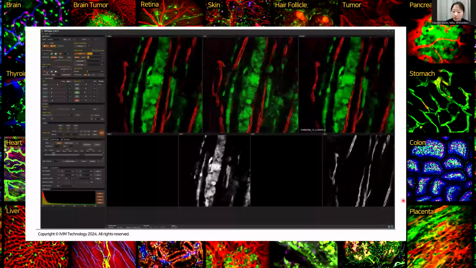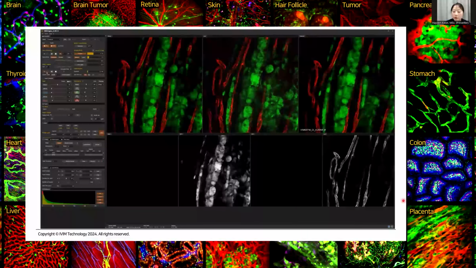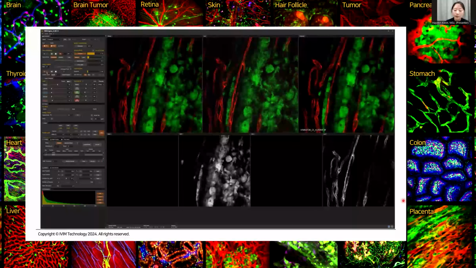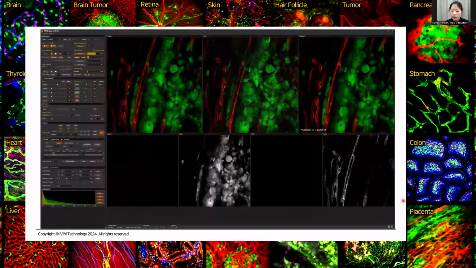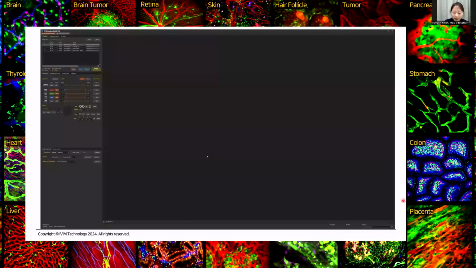During the image acquisition process, I will now demonstrate how to post-process the acquired data using IVM Studio, our software for 2D, 3D, and 4D in vivo data analysis. To be respectful of your time, we may not be able to cover every function in this short demo. If you have any questions, please feel free to ask.